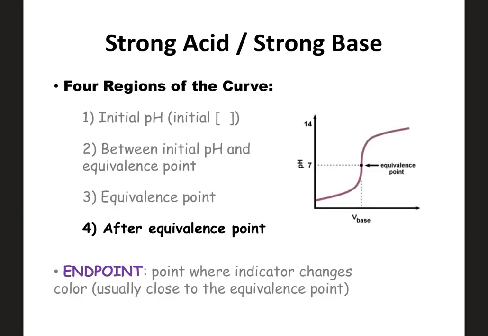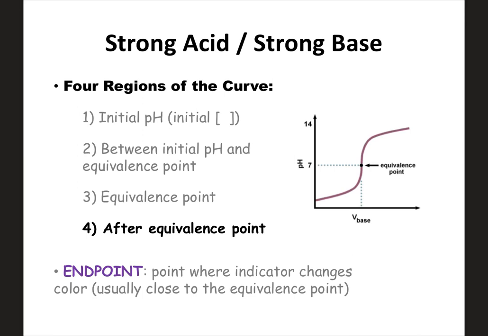Now we have one region left that we need to look at for a strong titration. What about finding the pH after the equivalence point? So after you get to your equivalence point, determining the pH after that point. Well, remember, once you reach the equivalence point, moles of acid equal moles of base, right? So the only thing present after the equivalence point is going to be your titrant, essentially.